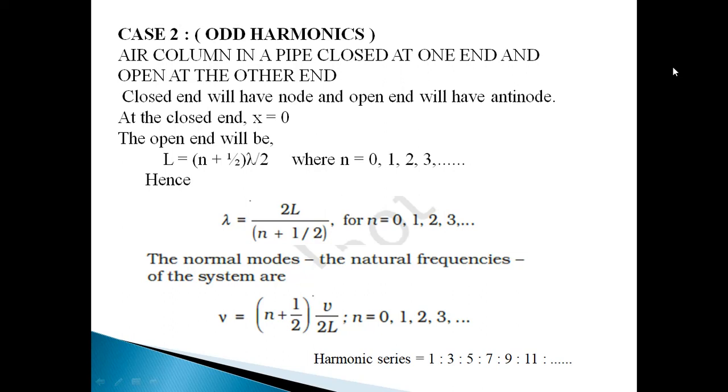In that case, you can derive lambda equals 2 times L by (n plus half). And frequency will be nu equals (n plus half) times v by 2L, where n equals 0, 1, 2, 3, etc. In this case, we get the harmonic series only as odd multiples of the fundamental mode, or odd multiples of the first harmonic. So it will be 1:3:5:7:9:11, as we see in the next table.